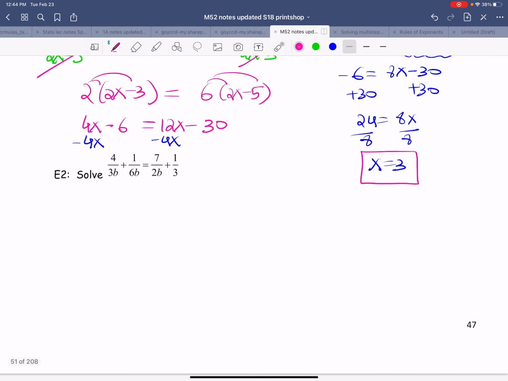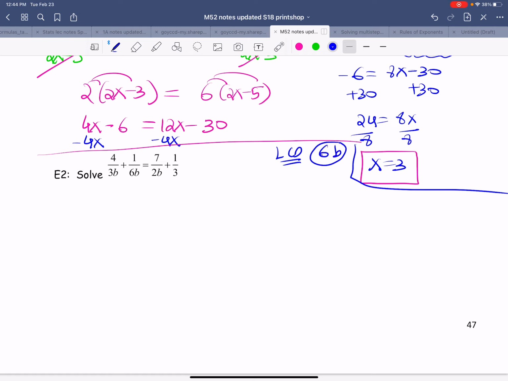4 over 3b plus 1 over 6b equal to 7 over 2b plus 1 over 3. Let's think about what the LCD is in this case. Remember, for the LCD, you do the prime factorization of each denominator and then bring out each unique factor to the highest exponent. So in this case, the LCD is going to be 6b. So I'm going to go ahead and multiply both sides of the equation with 6b.